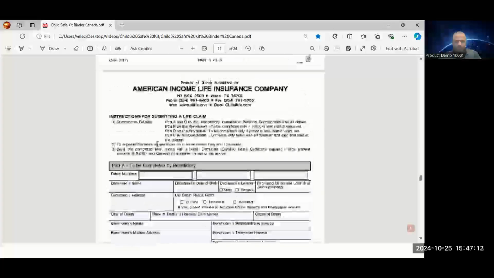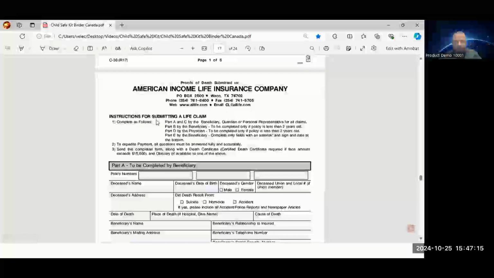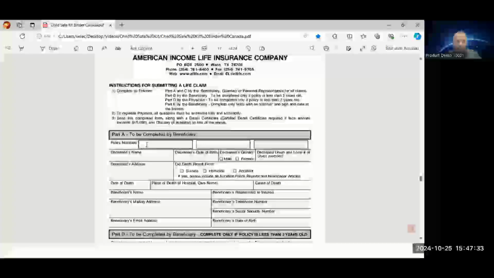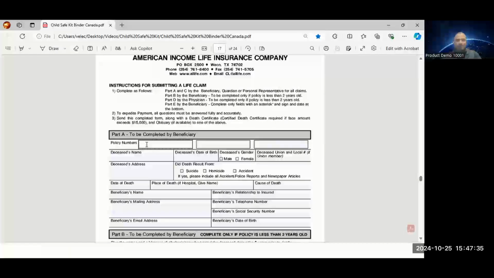All right. So part A of this application for life insurance is to be completed by the beneficiary. As part of this section, you will need to type in the policy numbers for all the policies that the life insured had. The life insured would be the person who passed away.